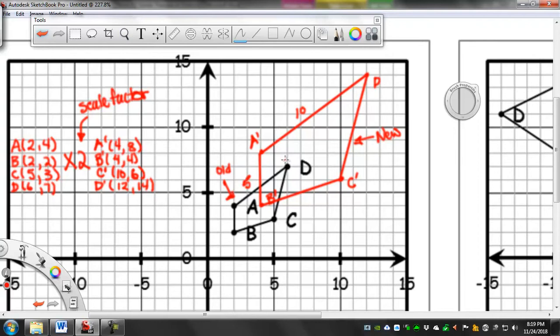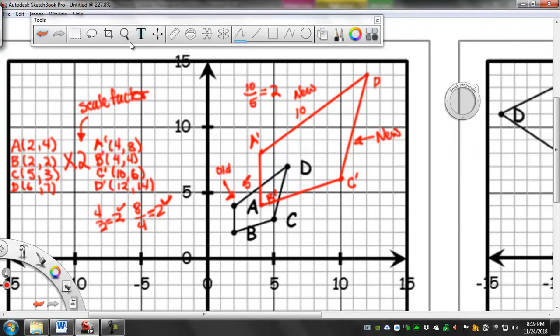If I wanted to find my scale factor, I would take the new one divided by the old one. It's going to give me my scale factor. Or you could also do this with the ordered pair. I could take 4 divided by 2, that would give me 2, and I would check it with 8 divided by 4, which would also give me 2, and that checks it so you can make sure that you have the right scale factor.